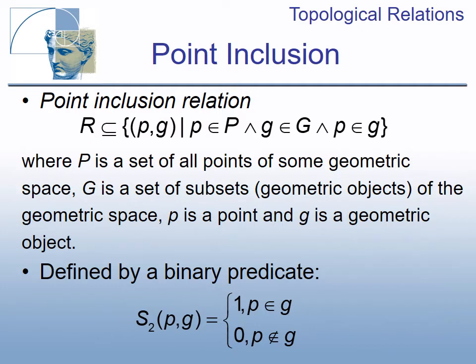The point inclusion relation can be written by such a statement: where point p belongs to some geometric space P, and if g is a geometric object in some geometric space, then this point p belongs to this geometric shape G. Also, the point inclusion relation can be defined by the following binary predicate.